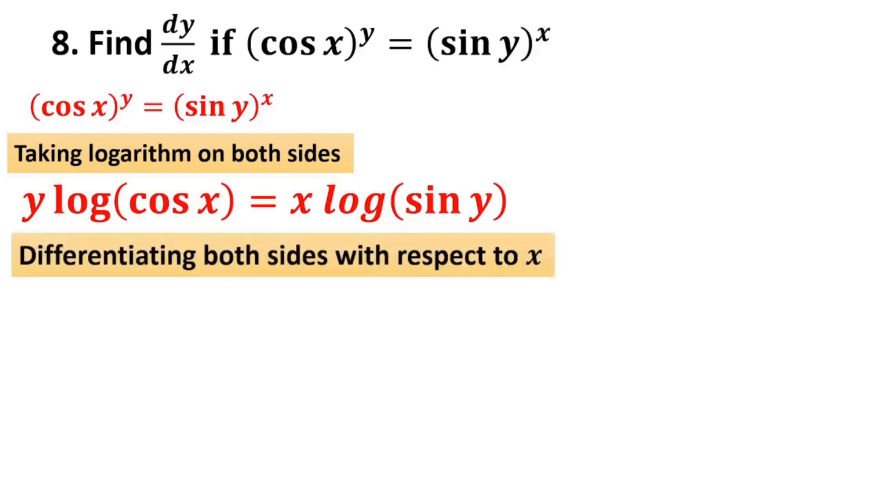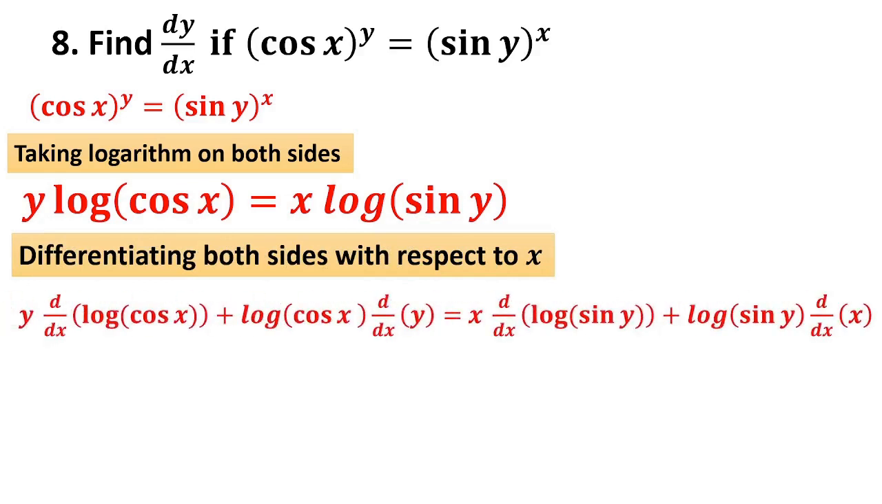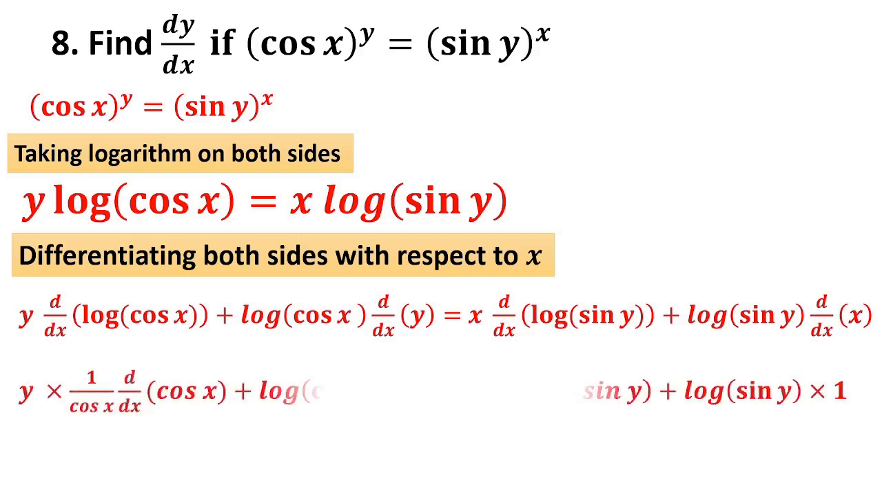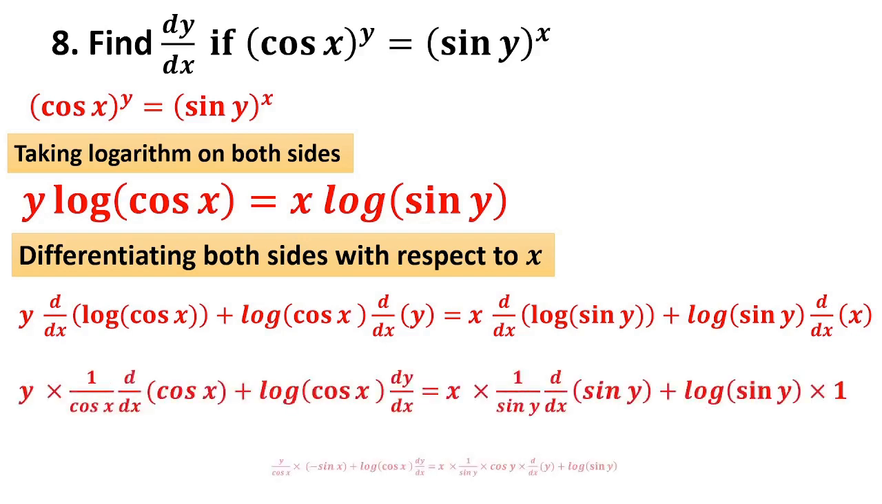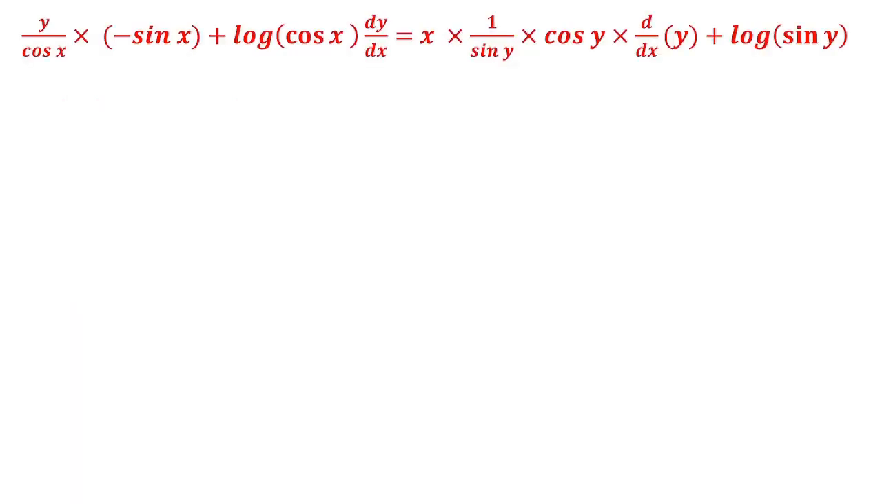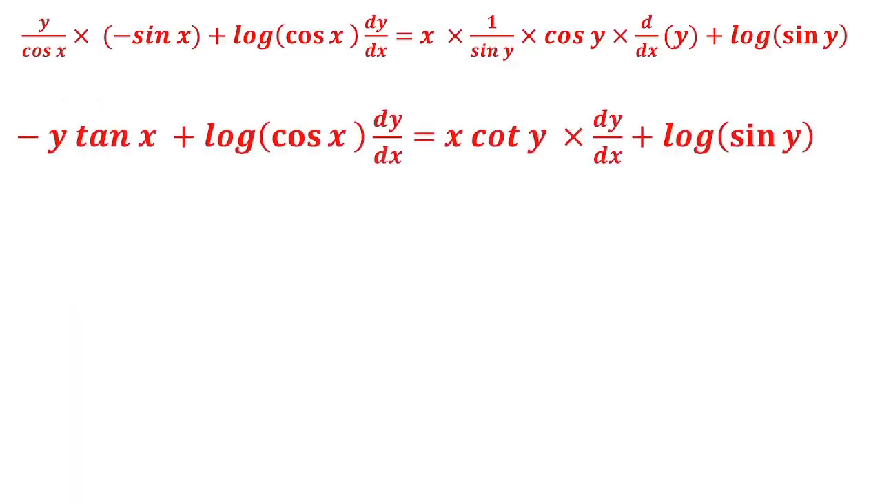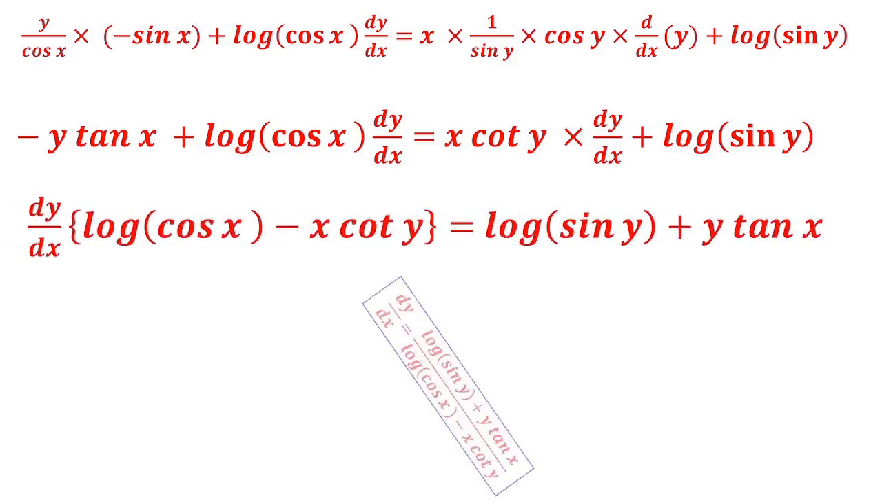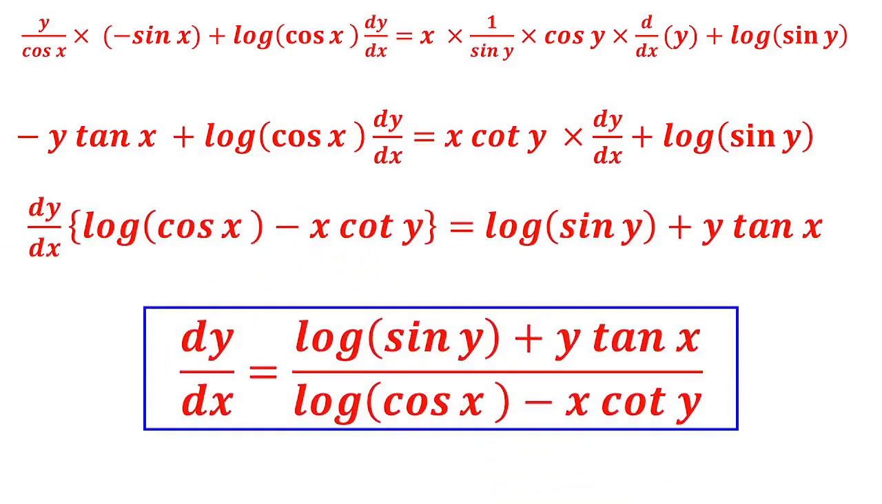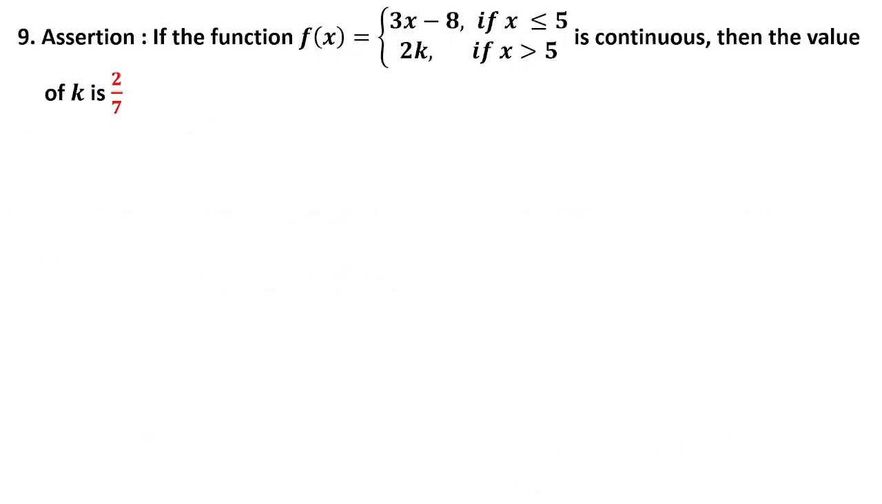That also needs the chain rule. Using the product rule on the left hand side, y into d by dx of log cos x plus log cos x into dy by dx. And on the right hand side, I found this is the answer: minus y tan x plus log cos x into dy by dx is equal to x into cot y into dy by dx plus log sin y. Bring all dy by dx to one side, and this is the final answer for dy by dx.